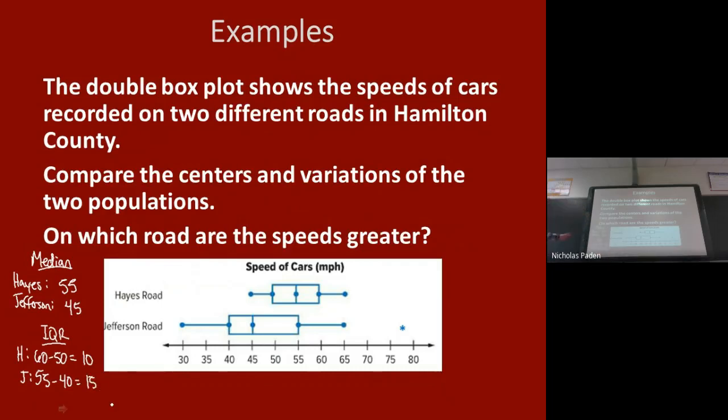Okay, so Hayes Road is a little bit closer together. It's not as spread out and it's higher up. And then Jefferson Road is a little bit more spread out and cars are tending to go a little bit slower on that road. Okay, on which road are the speeds greater?